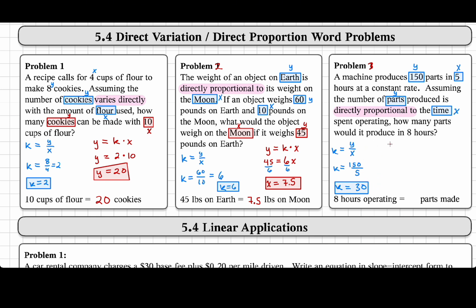Okay, now, how many parts would it produce in 8 hours? So how many parts? There's my unknown. Parts again, that was y. The 8 represents the time. So there's my x. So y is equal to k times x. We know the x, we know the k. So y is equal to 30 times 8. Y is equal to 240. And what that means is 8 hours operating the machine produces 240 parts.